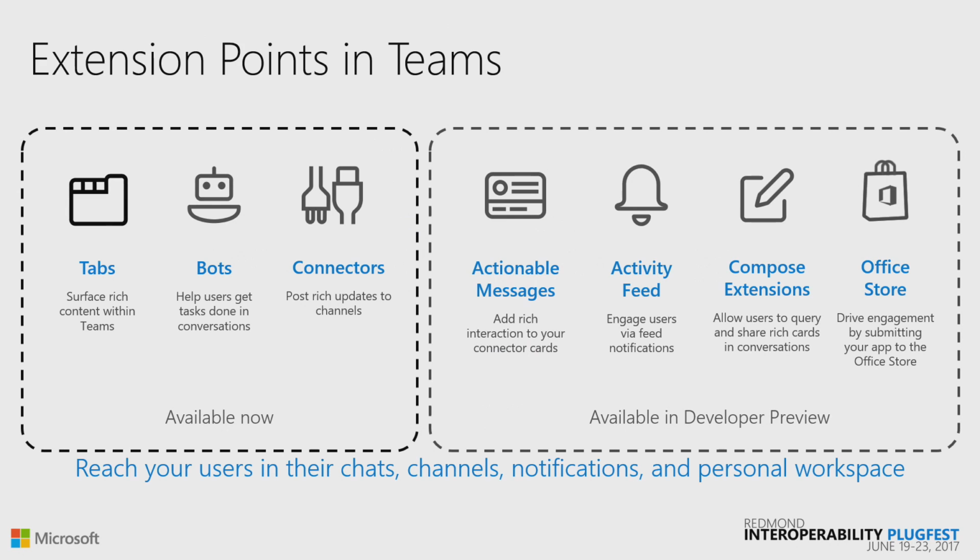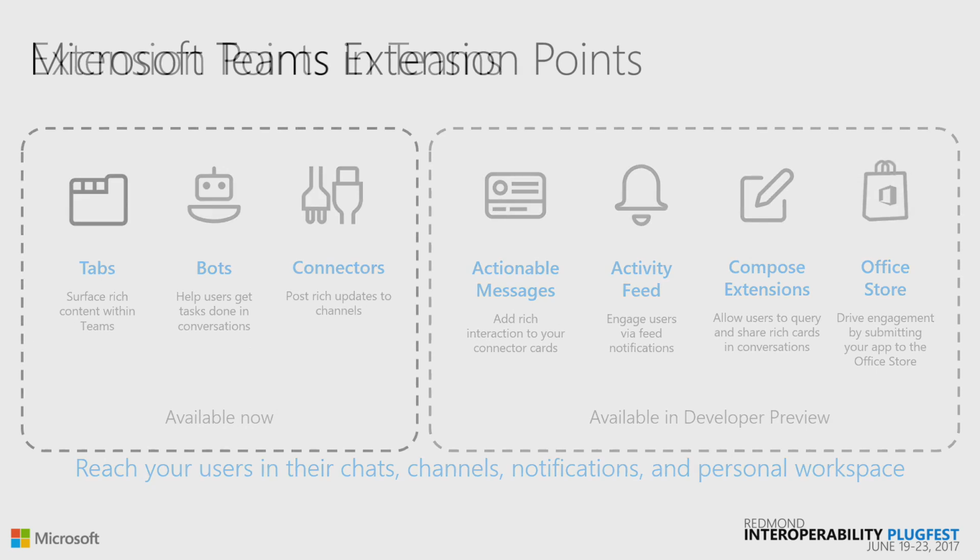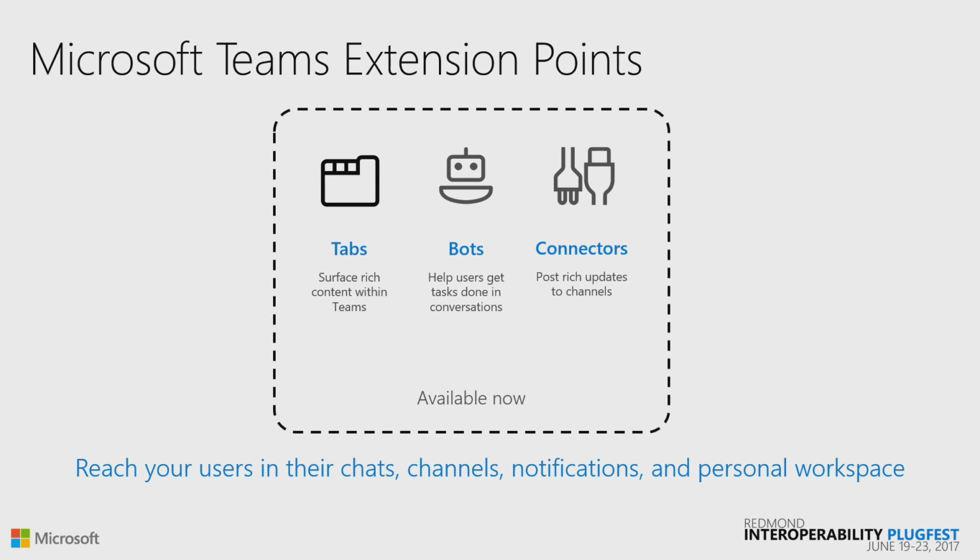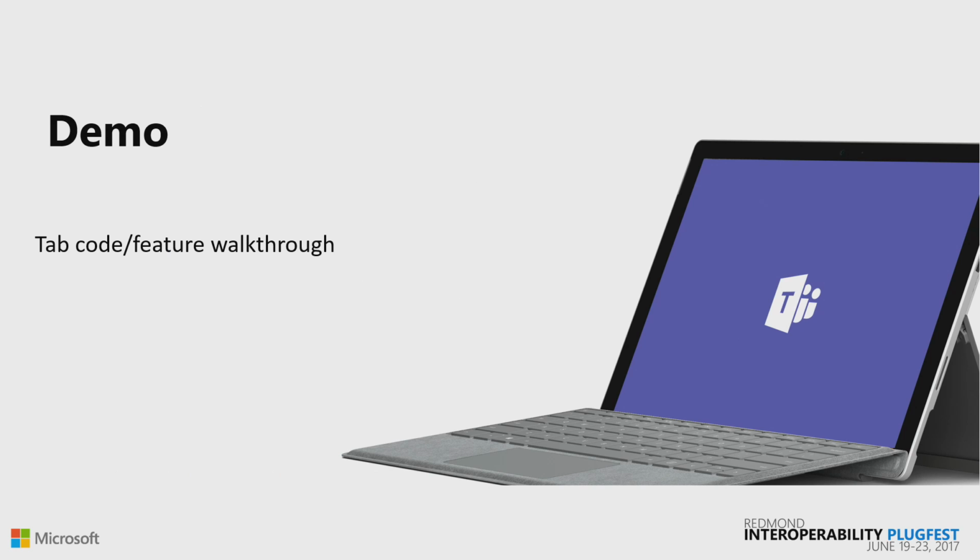Okay, so here you see the extension points. Basically, tabs, bots, and connectors are the main extension apps that can go into Teams, and then these three, actionable messages, activity feeds, and compose extensions, are features within those, used by the extension points. And the Office Store, we'll talk about that briefly: how you can get your apps and extensions built into Teams and visible in the Office Store so people can discover them. Okay, so we'll start with these, and we'll start with a little demo.